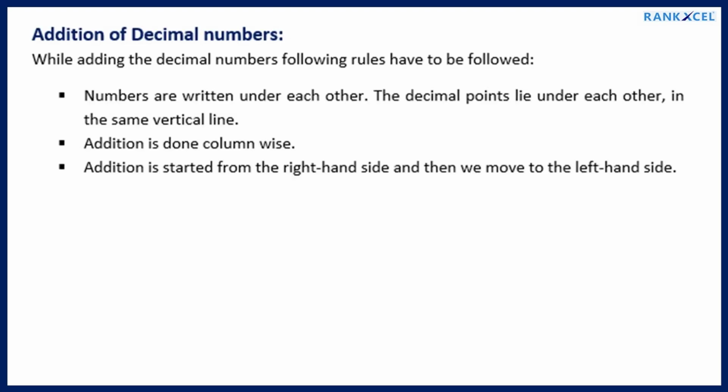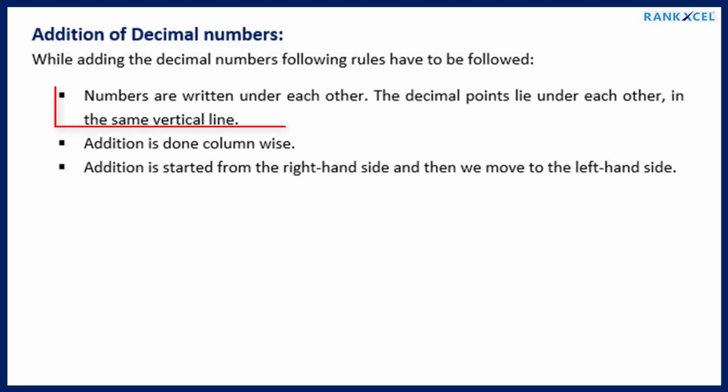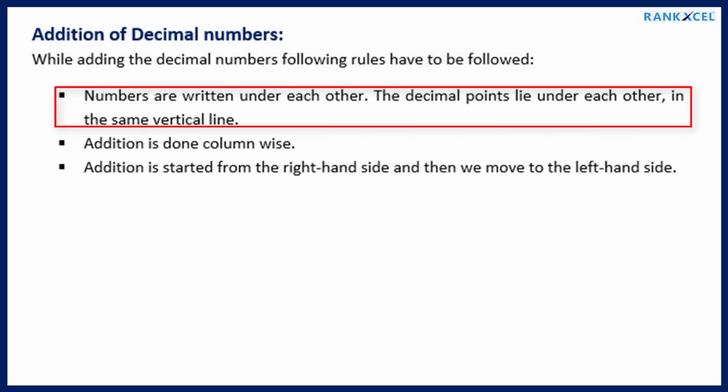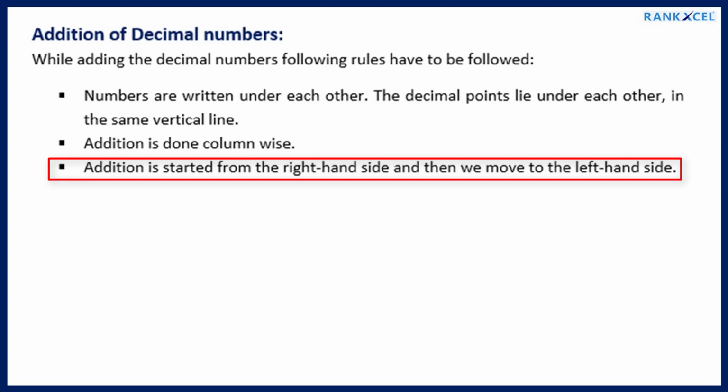Addition of decimal numbers. While adding decimal numbers, the following rules have to be followed. Numbers are written under each other. The decimal points lie under each other, in the same vertical line. Addition is done column-wise. Addition is started from the right-hand side and then we move to the left-hand side.